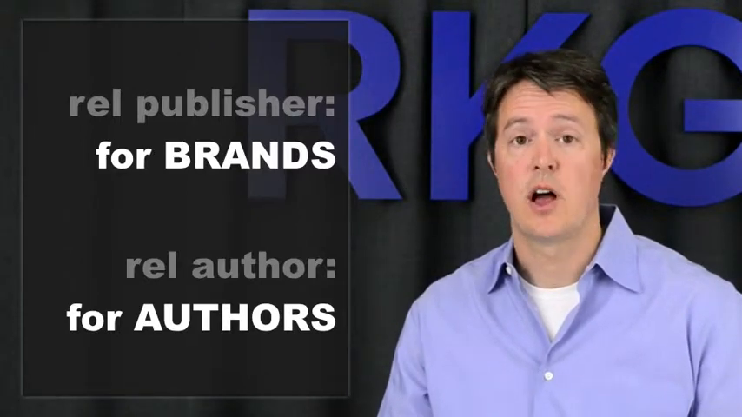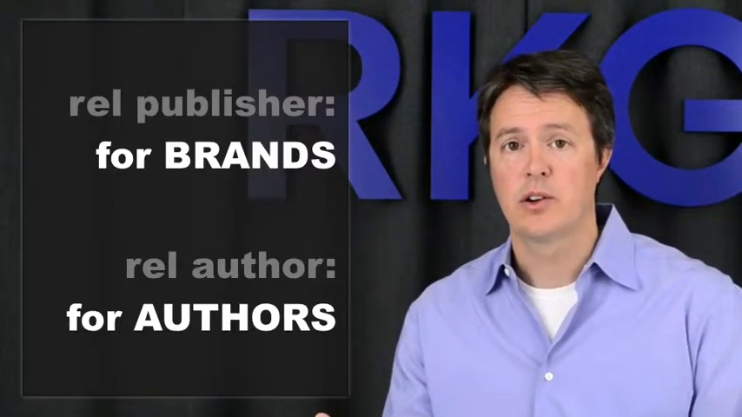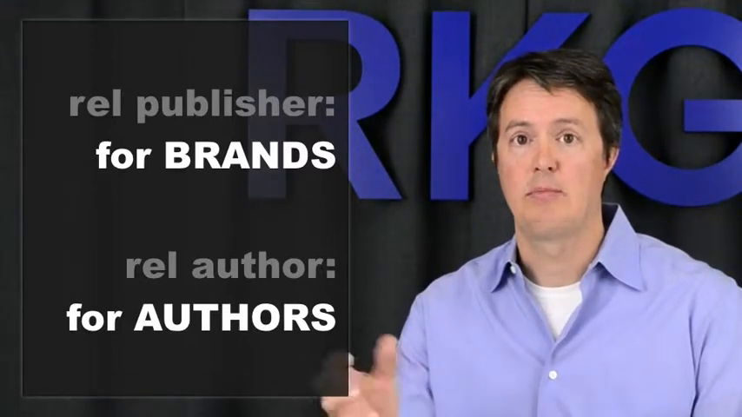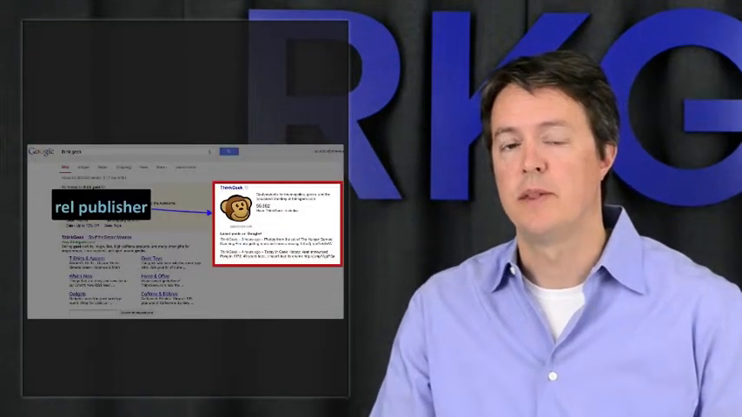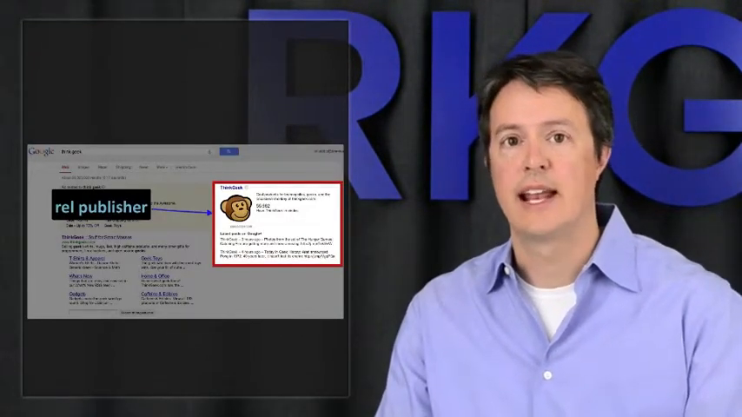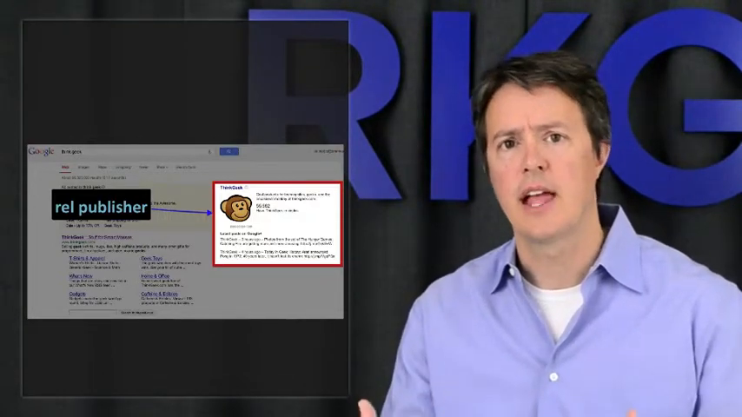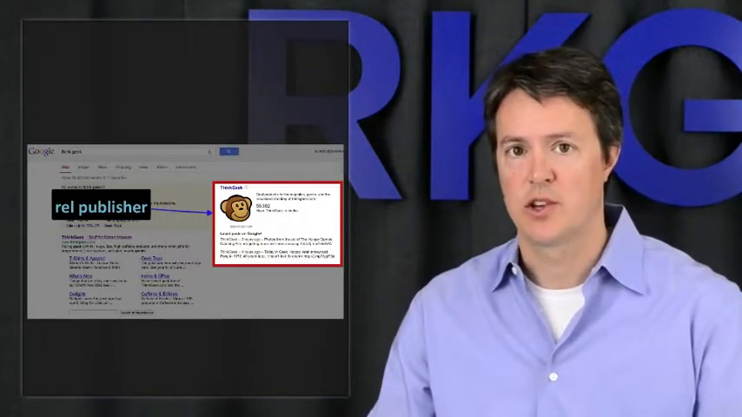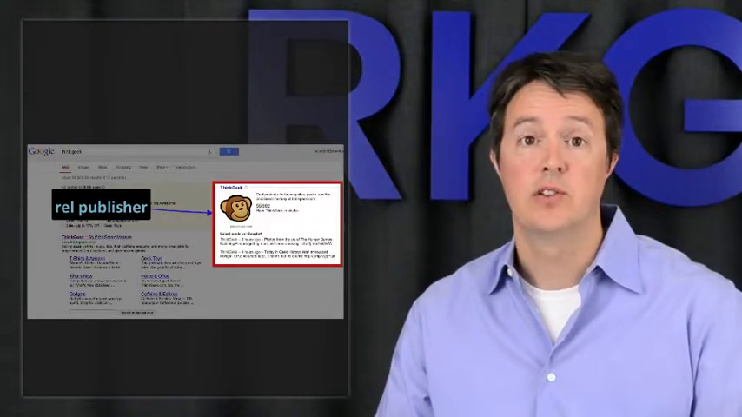There's authorship and there's also rel publisher, and those are a little bit different, and I'll talk about that. Publisher is a connection between a Google Plus brand page and that brand, their identity. So you'll see rel publisher show up in the knowledge graph. The knowledge graph is stuff on the right hand side. When you search for a person, a place, a thing, a well-known thing or entity, you'll see the knowledge graph show up. Rel publisher is strictly for brands, it's not for individuals.